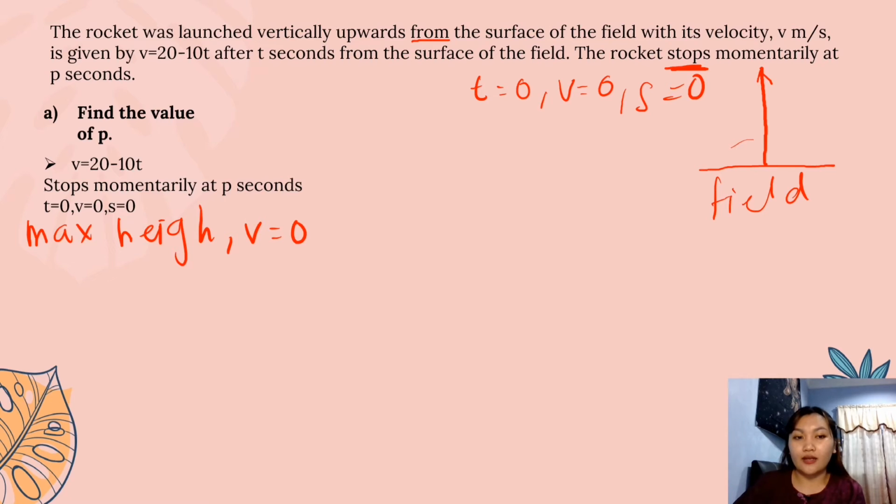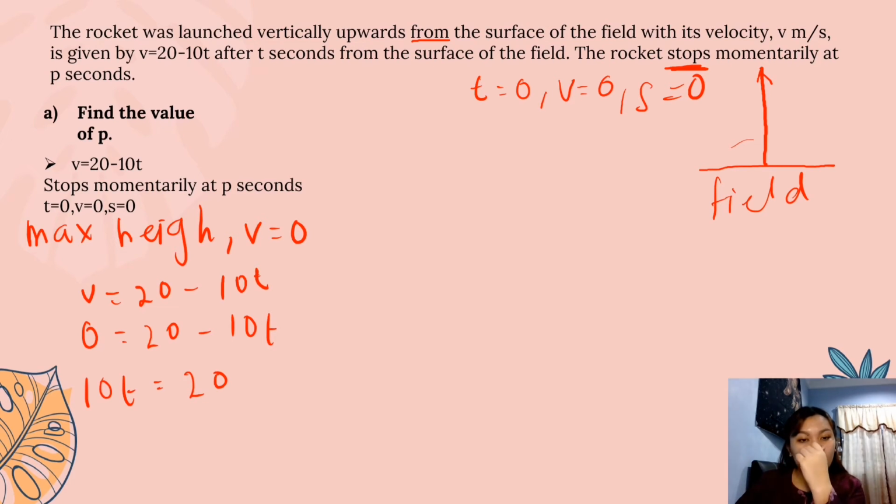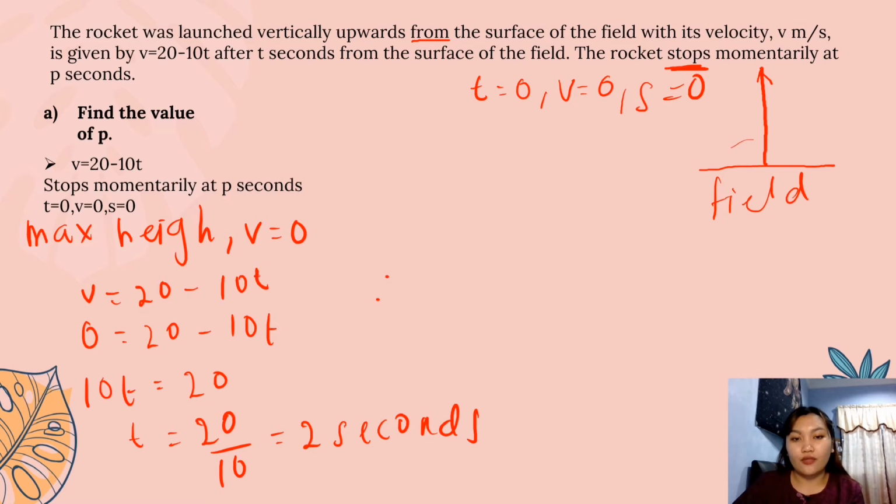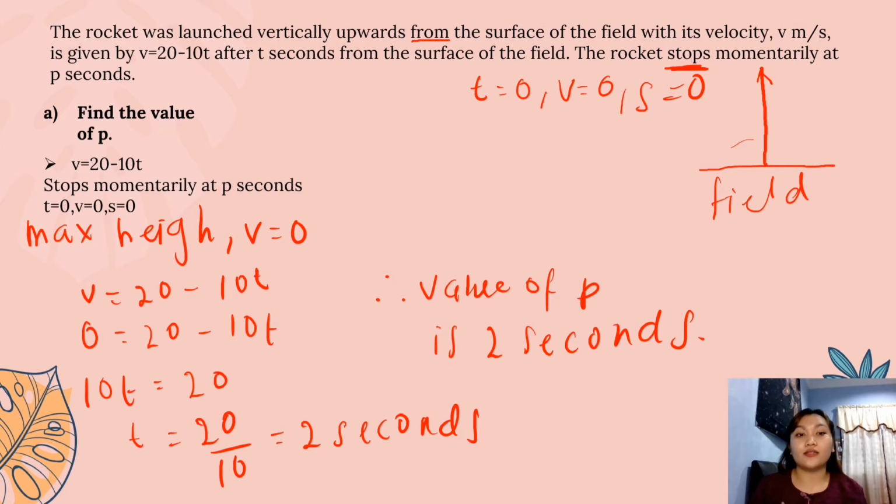So now you can find, v equals 20 minus 10t. When v equals 0, you write it like this, and then we move the 10t to the opposite side. And then t equals 20 over 10, which equals 2. What is the unit? The unit is seconds. So the value of p is 2 seconds. That's how you are going to answer question A.